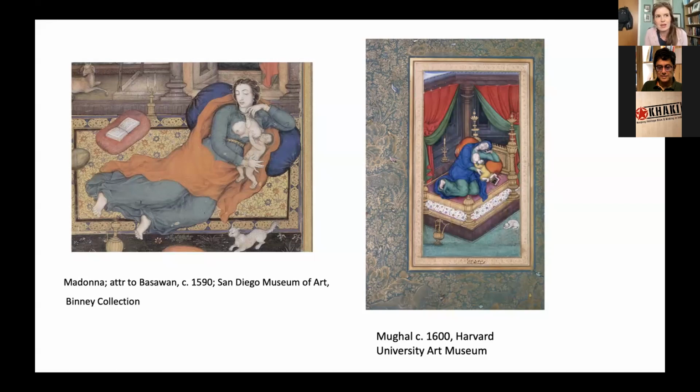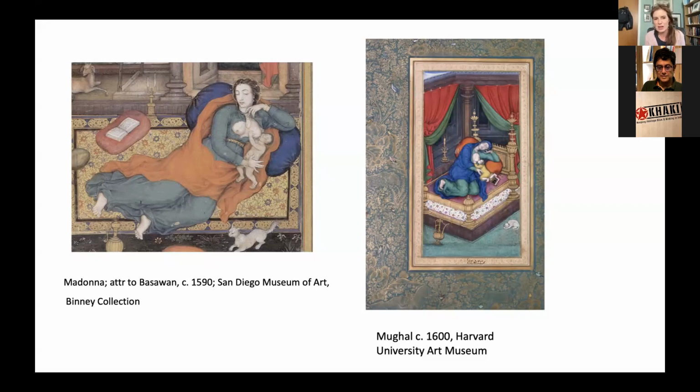But obviously, in a culture where you're not having any direct portraiture of women, let alone of them breastfeeding, how do you express their importance? And so in many ways, the image of the Madonna breastfeeding becomes a displaced means of expressing the importance of breastfeeding at the Mughal court.